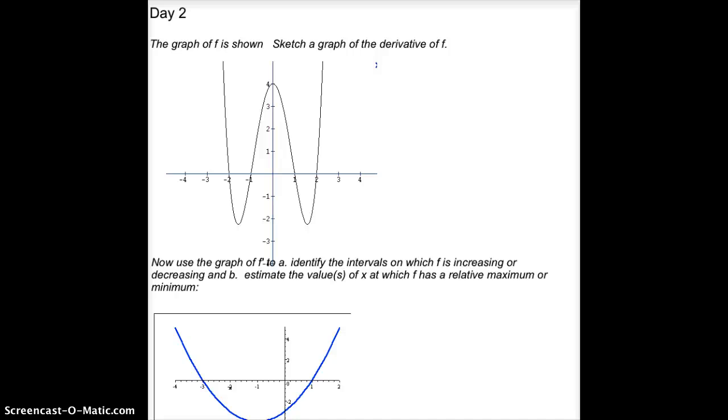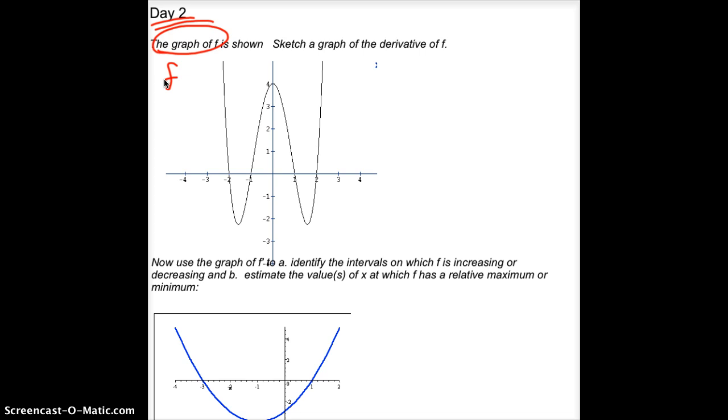It says day 2, it is day 2, I guess, of 3.3. I was thinking it was the third day, but it's my third video. So it's very important to know what graph you're being shown, because in this class you will be given the graph of sometimes the original function f, sometimes f prime, and sometimes even f double prime, or the second derivative. So this is the original graph of f.